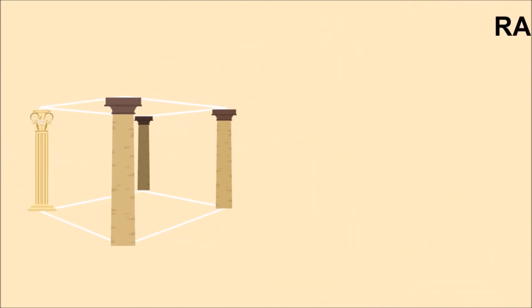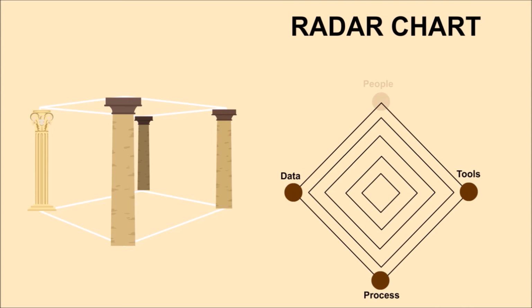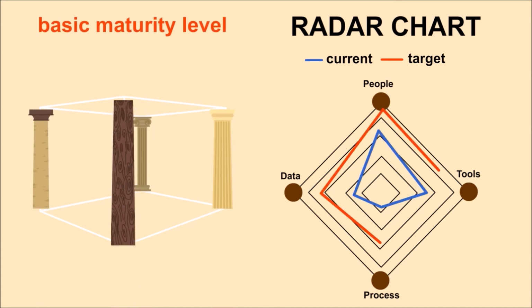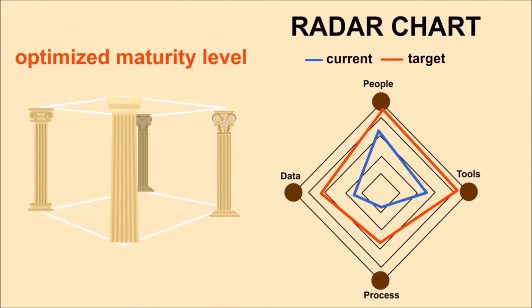The practical output that you get is a radar chart that indicates the current and target level of corporate maturity. The closer you are to the center, the more you are at basic maturity levels. The further away you go, the more you are at an optimized level.